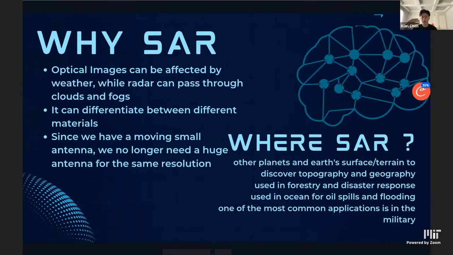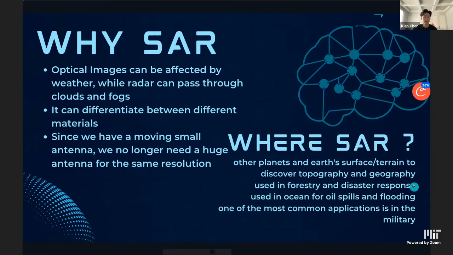So where do we use SAR? We use SAR to look at the terrain and surfaces of other planets and our own planet to discover the topography and geography of the environment. It's also used in forestry and disaster response, as well as oceans for oil spills and flooding. But one of the most common applications is in the military.